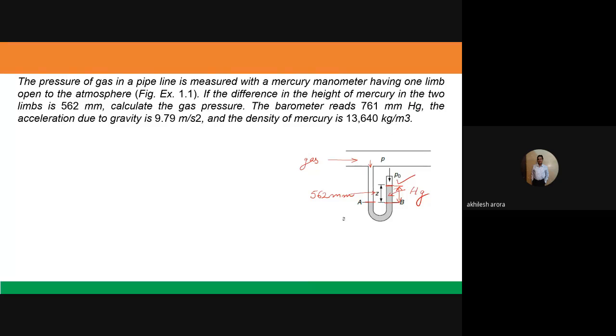The barometer reads 760 millimeter of mercury. So do you know what a barometer is? Barometer is a device for the measurement of atmospheric pressure. So barometer measures atmospheric pressure.